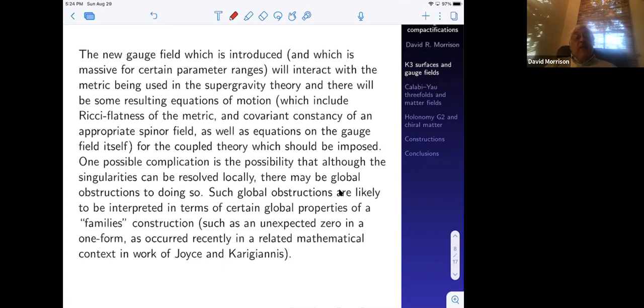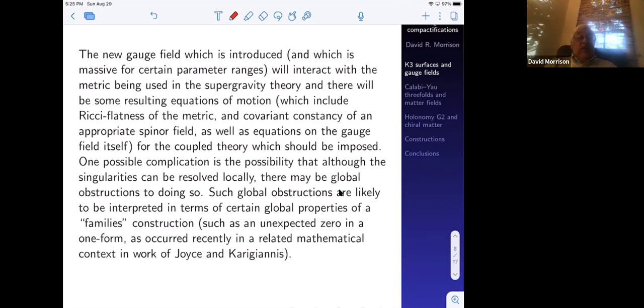One possible complication in this story, which is not fully sorted out, is that there may be some global obstructions to resolving the singularities. Singularities could be resolved locally. That's clear from either the Kronheimer business or, a little more globally, the K3 case. If there are global obstructions, they're most likely interpreted as certain global properties of a family's type construction, maybe as an unexpected zero in a one form. There's some recent related mathematical work of Joyce and Karigiannis, which found zeros in one forms which obstructed global resolutions of singularities. And that's a sort of thing which might happen here.